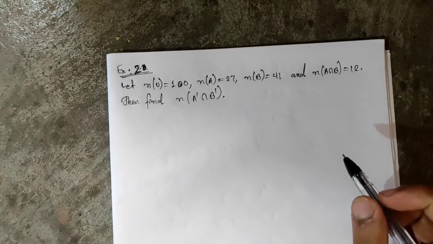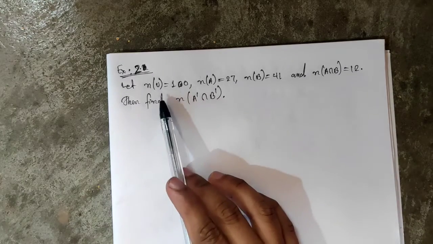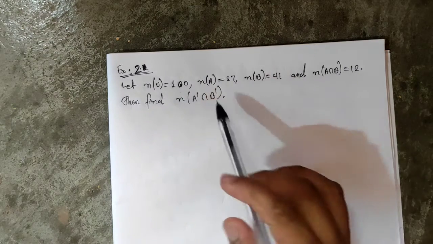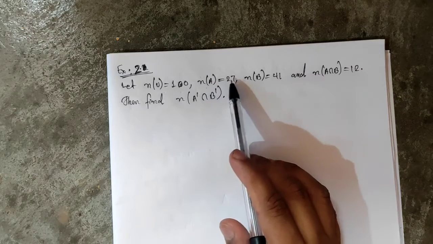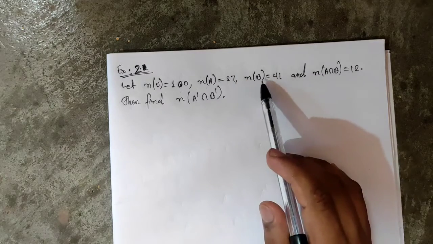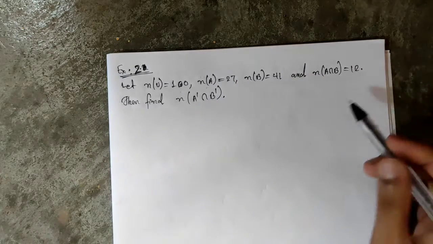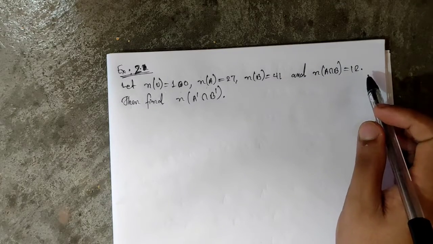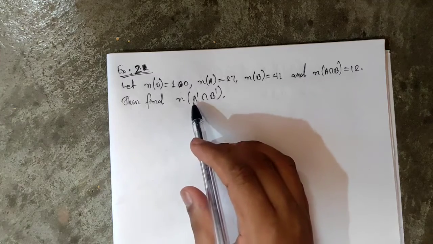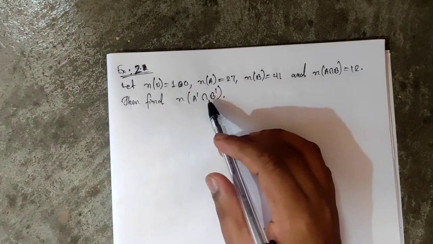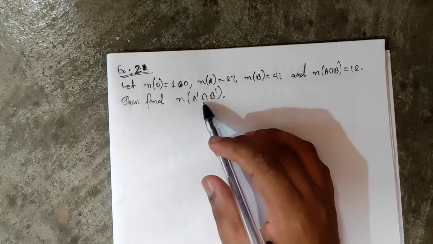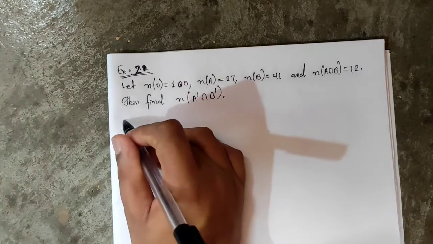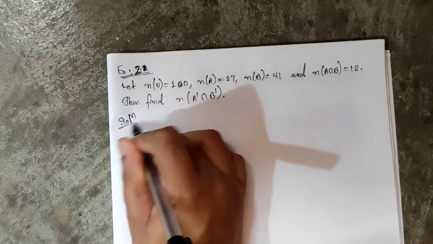It is given in the textbook that the number of elements in the universal set is 100, the number of elements in A is 27, the number of elements in B is 41, and the number of elements in A intersection B is 12. We need to find n of A dash intersection B dash, that is, the complement of A intersection the complement of B. So how to solve it, we will be seeing this. Please pay attention.